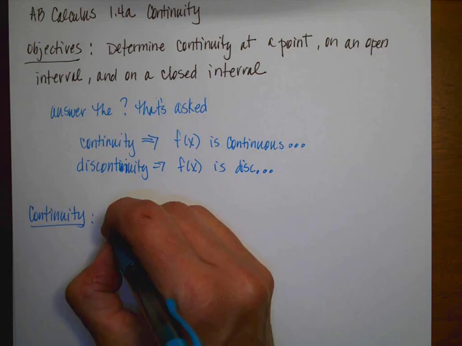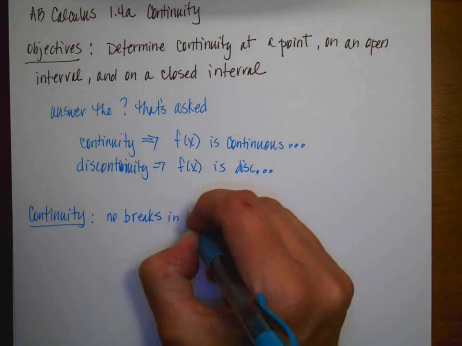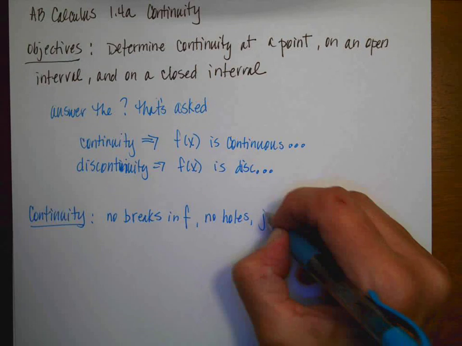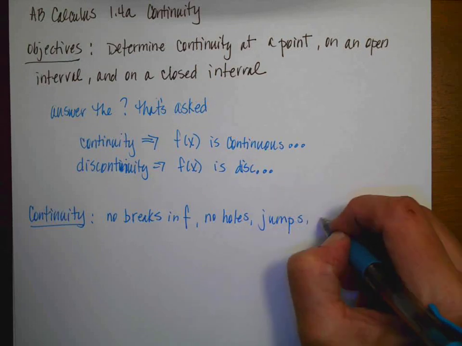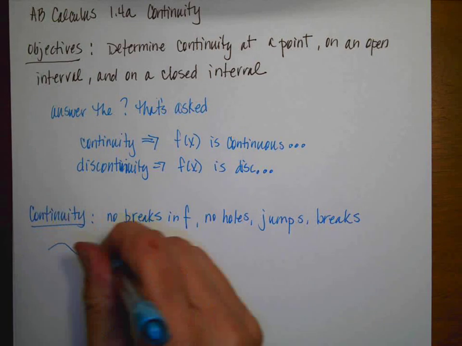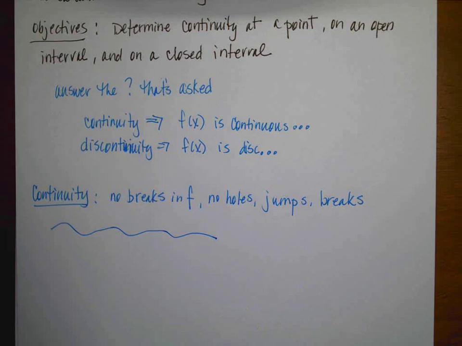All right, so now let's define continuity. Continuity means that there are no breaks in the function. There are no holes, there are no jumps, and there are no breaks. Some people like to say if you can draw without lifting up your pen, then the function is continuous.